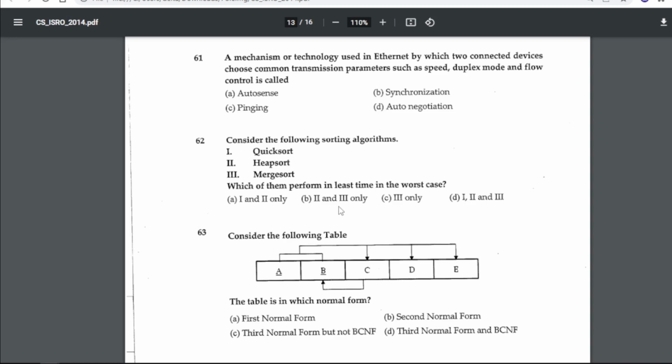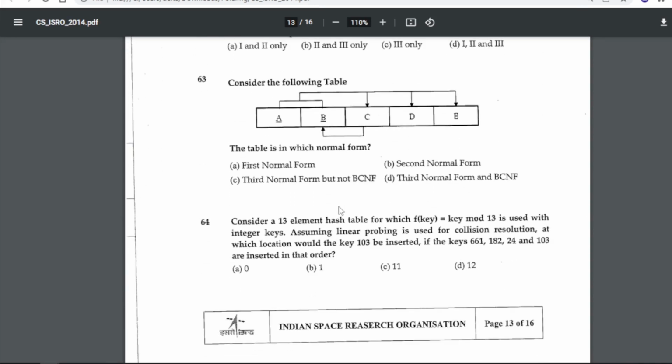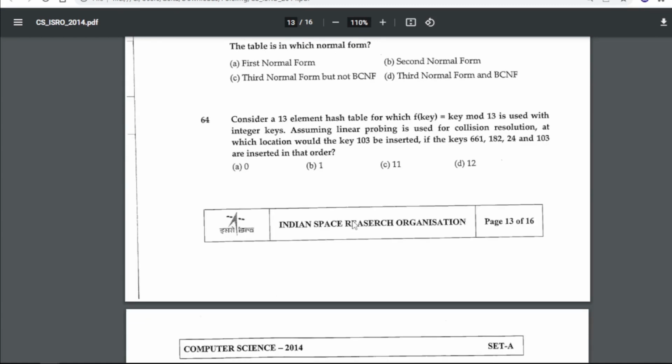Question number 63: consider the following table, and the table is in which normal form? Okay, so here we have to find the normal form of the table. If you solve this particular observation, you will get the answer as C, that is third normal form but not in BCNF.